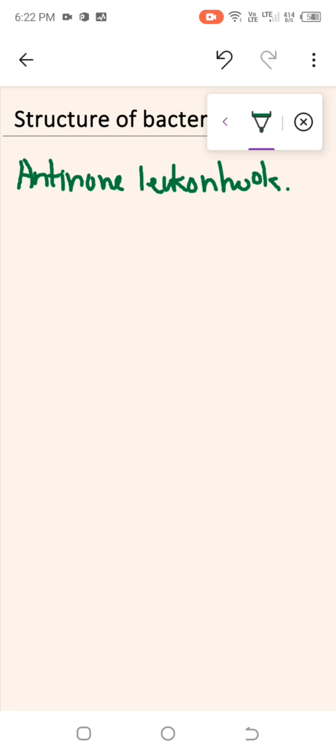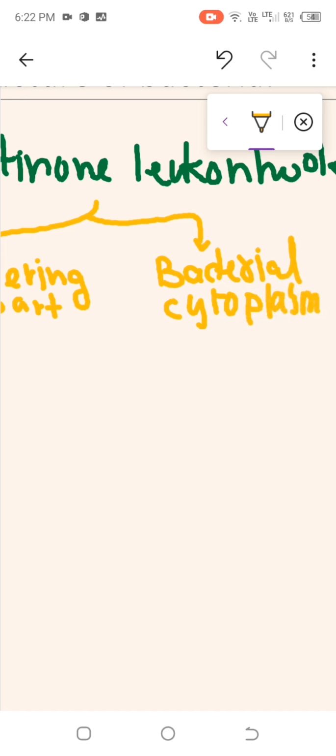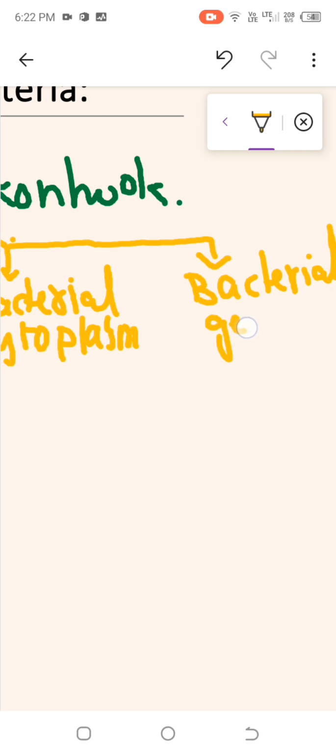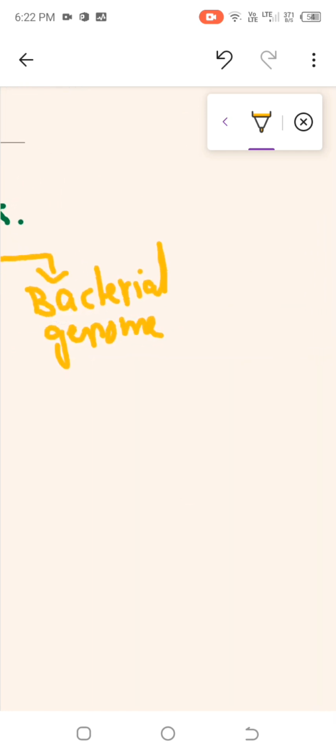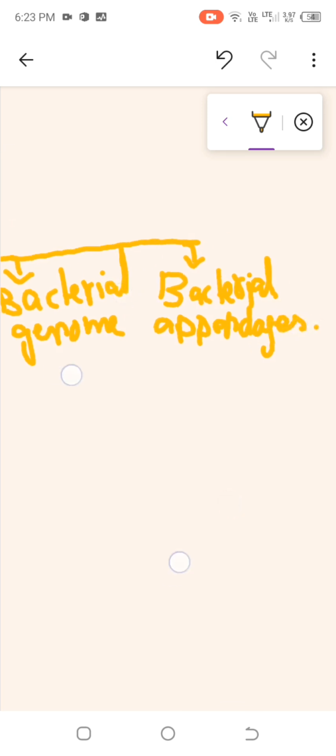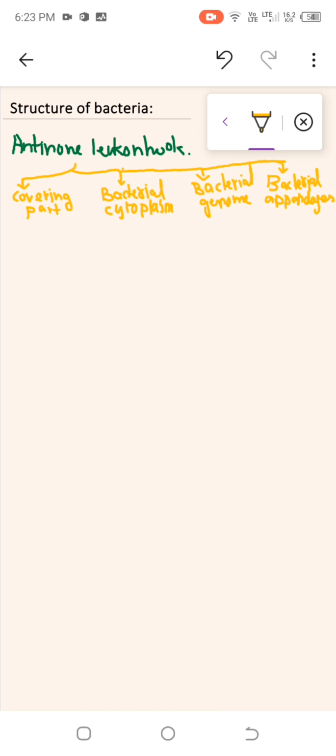Now the structure of bacteria is divided into four portions. The first portion is the covering part, the second is the bacterial cytoplasm, the third is the bacterial genome, and the fourth is the bacterial appendages. So these are the four parts which are included in the structure of bacteria.